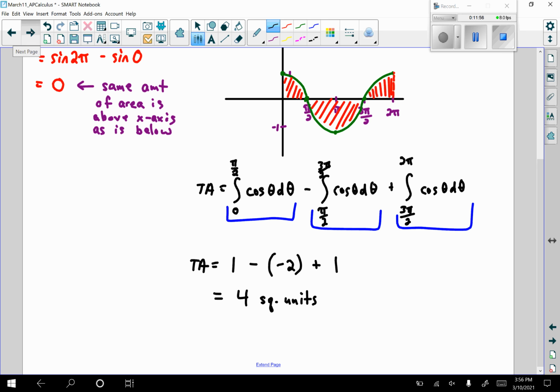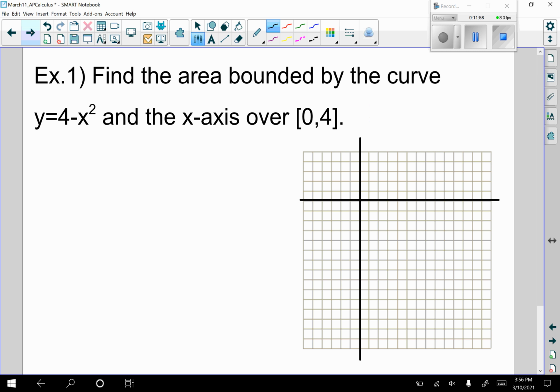All right, so let's try another example based on area now. So we want to find the area bounded by the curve y equals 4 minus x squared and the x-axis over the interval from 0 to 4. So if you notice how I have my coordinate plane set up here, make yours look very similar, mainly because we have to go over to x equals 4. So we want to make sure we have enough room. So go ahead and sketch the graph of this.